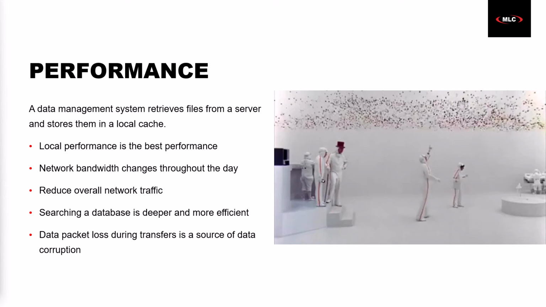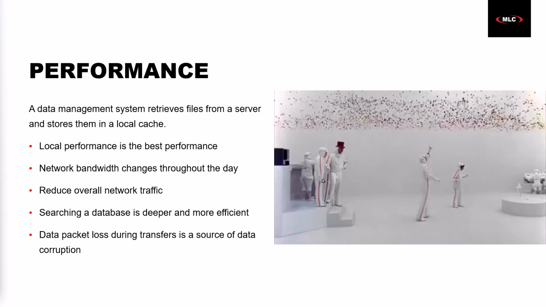A data management system keeps a copy on the server, notes that it's checked out to a user like a library book, and then sends a copy to the local machine. In this way, you've always got local performance, no matter what your network speeds. Bandwidth changes throughout the day, sometimes even drastically. By caching locally, we reduce overall network traffic for the company and protect ourselves from potential data corruption by maintaining a copy of the data on both sides.